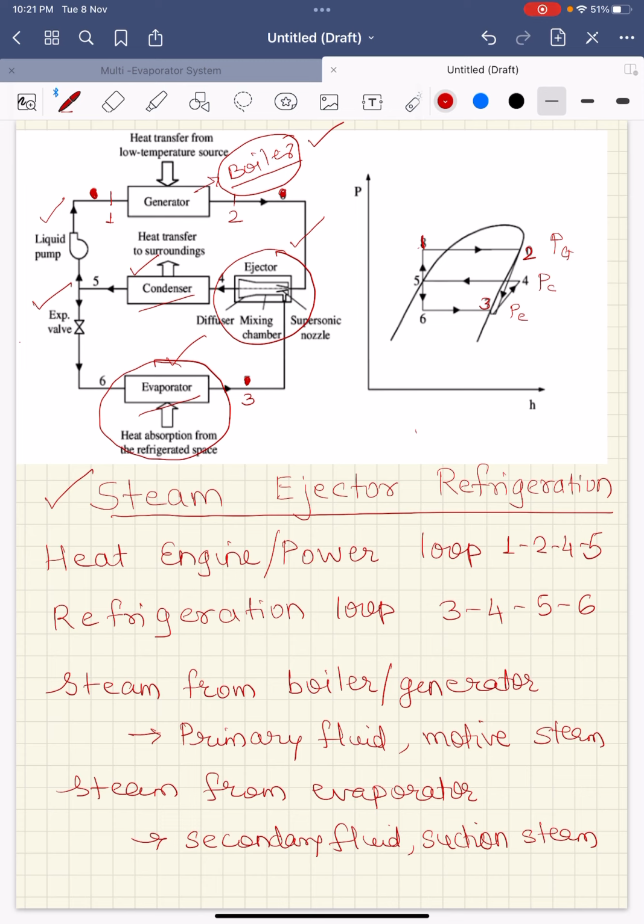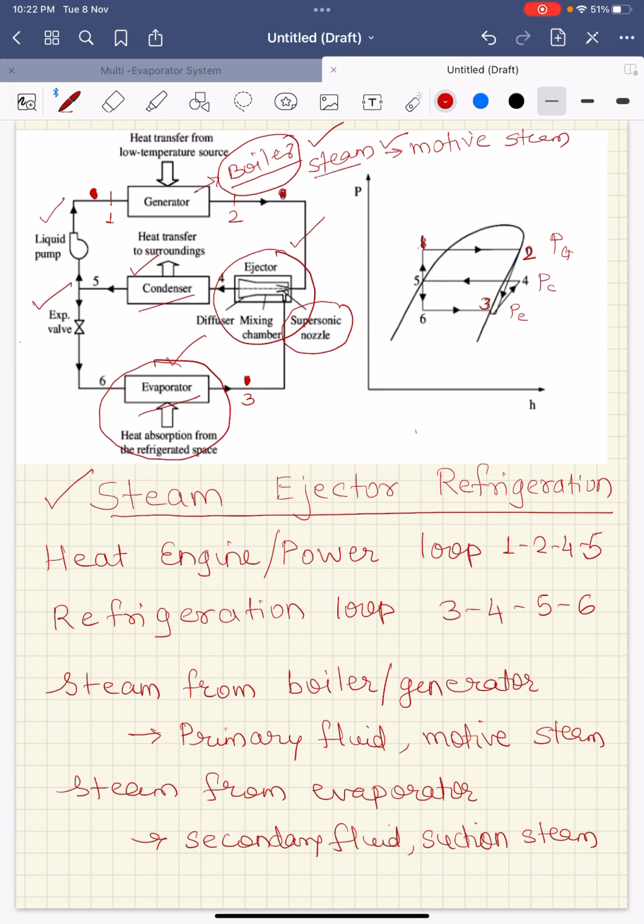Now, in this technology, steam is the working fluid, and steam is generated in the boiler. This steam which is generated in the boiler is at a higher pressure. This steam is called the motive steam. What happens to this motive steam is that it enters the ejector. When the motive steam enters the ejector, it is accelerated in this nozzle. You see a supersonic nozzle over here. So the steam is accelerated in this nozzle and it reaches supersonic velocity.